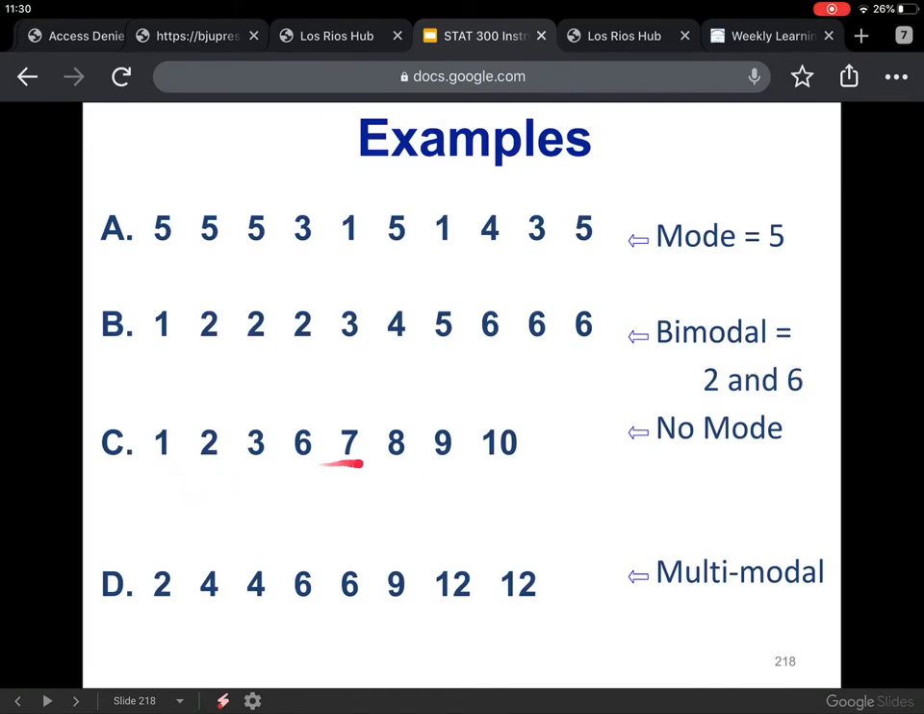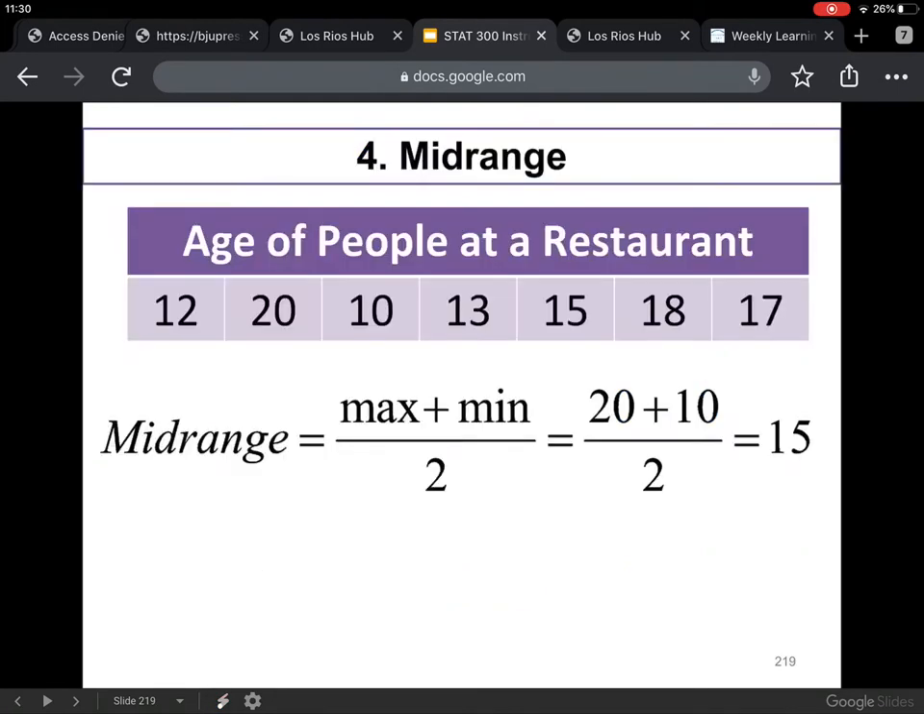In this case right here, where all the numbers occur exactly the same number of times, you have no mode, right? There isn't a most frequently occurring value. And then when they are the same amount and there's multiple of them, more than 2, we would classify this as multimodal. 4 shows up twice, 6 shows up twice, and 12 shows up twice. That's a multimodal data set. Okay, hopefully that's a little bit more clear and you have some more intuition.